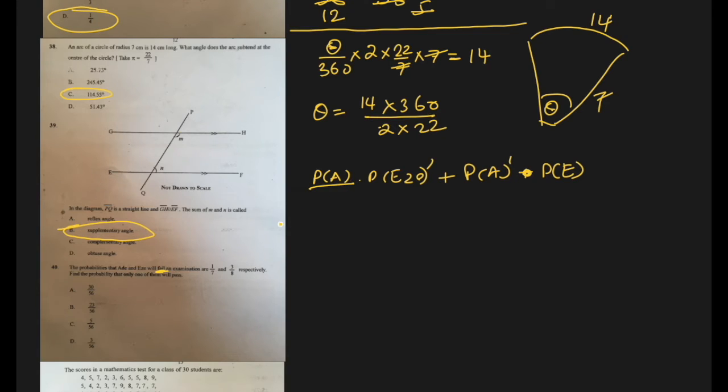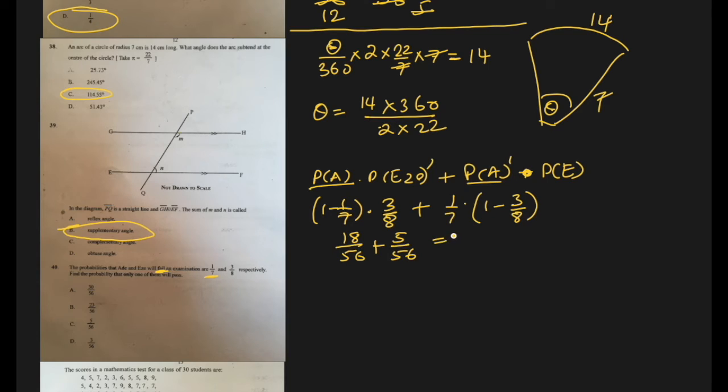So, Ade passes. 1/7 is the probability of failing, so passing will be 1 minus 1/7, multiplied by Eze fails, which is 3/8. Then Ade fails, which is 1/7, but Eze passes, 1 minus 3/8. So this is how much? 6/7, right? 6 times 3 is 18 over 56, plus this will be 5/8. 5 times 1 is 5 over 56. So 23 over 56.